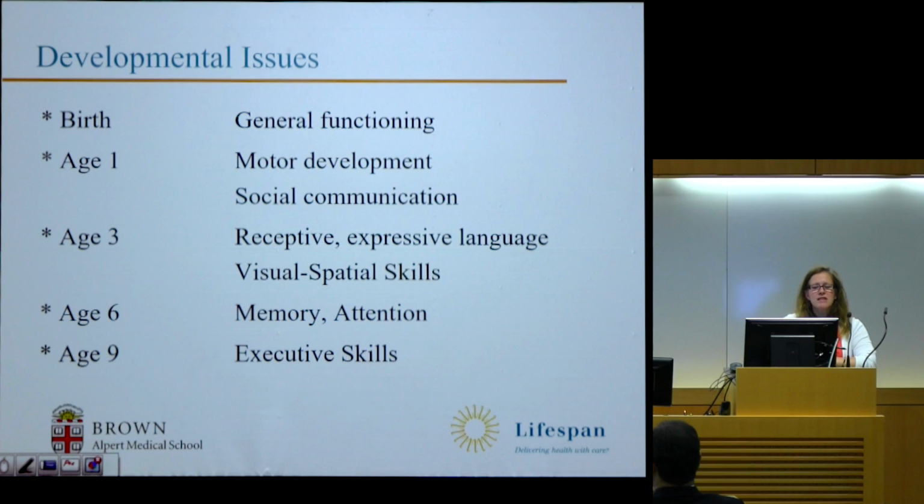And in general, when we think about it clinically, these are the areas where we start being comfortable with the measures we have at different age points. At birth, when children are first born, we can do measures of general functioning. By age 1, we're pretty good at measuring motor development and social communication. By age 3, we're pretty good at assessing language skills as well as visual spatial skills. But you see, it's not until age 9 that we're really comfortable with executive skills in a clinical assessment. And that is a real challenge when that's one of the areas that we're most concerned about.